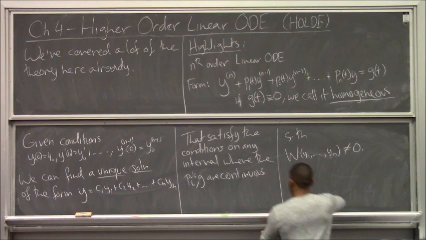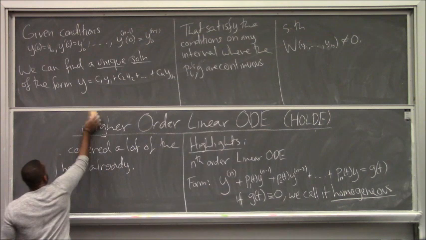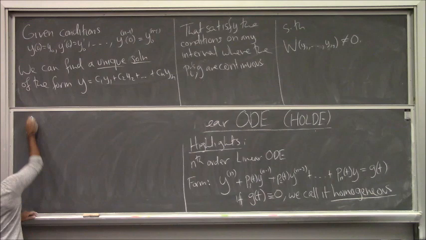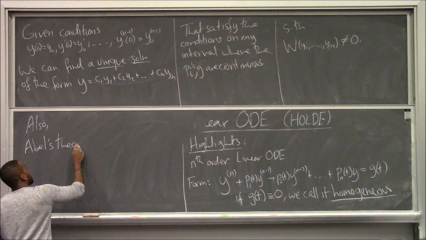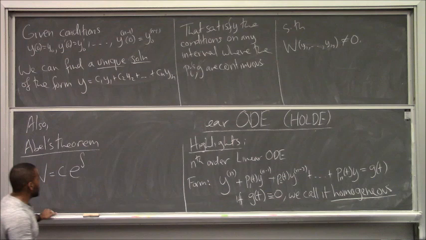We also have Abel's theorem, which works in higher orders as well. Basically, that says the Wronskian will be a constant times e to the integral of the coefficient of the second to highest derivative. So this is going to be the p1.